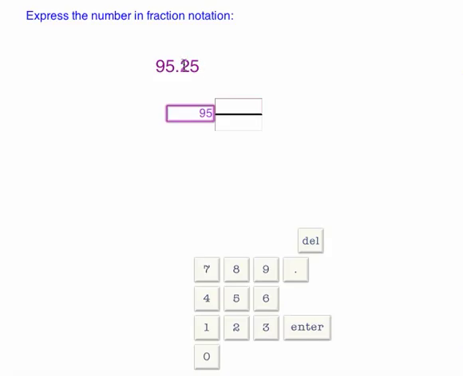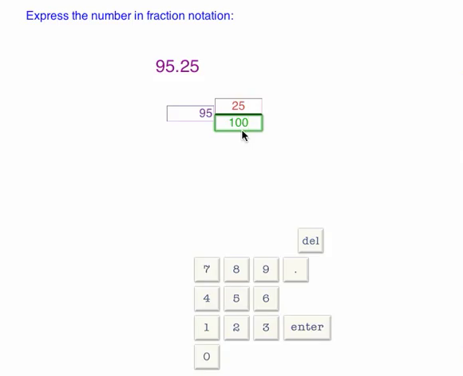The trick to it is to just read the number, ignoring any zeros that come between the decimal and the number. So it's 25. We put that in the numerator, 25. And then the last decimal place tells what the denominator is. That's tenths, and this is hundredths, so the denominator is 100.